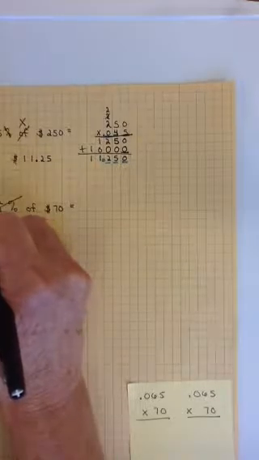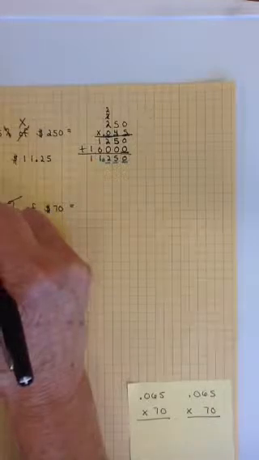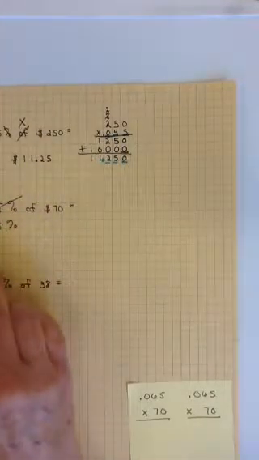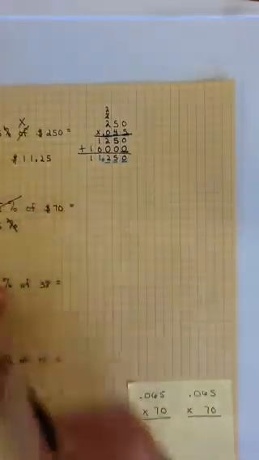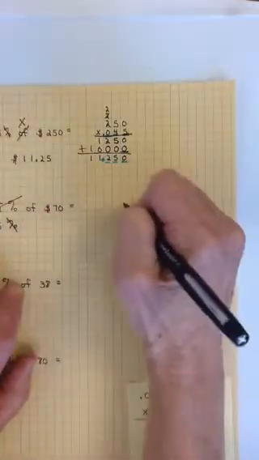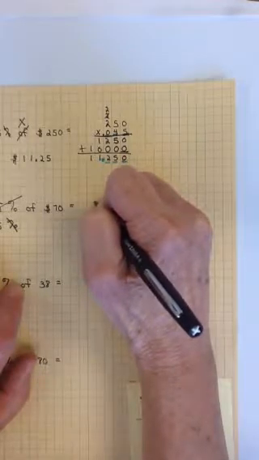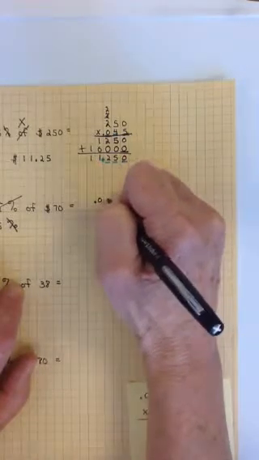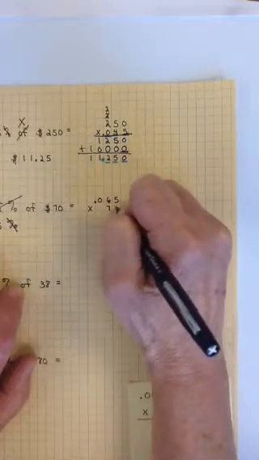All right, so I'm going to move 1, 2 places very carefully to the left. I'm going to have to put a 0 placeholder in front of the 6. Now I can drop the percent sign after I move 2 places. And I'm going to multiply 0.065 times 70.